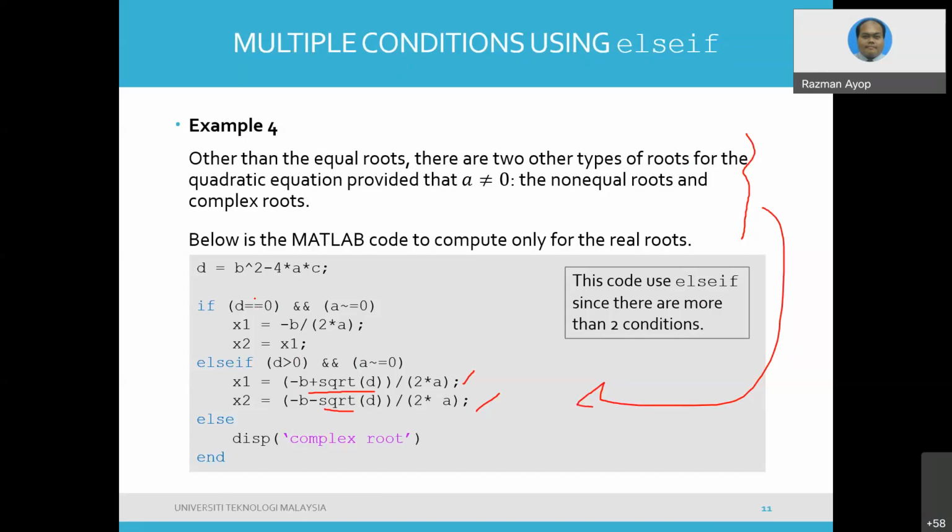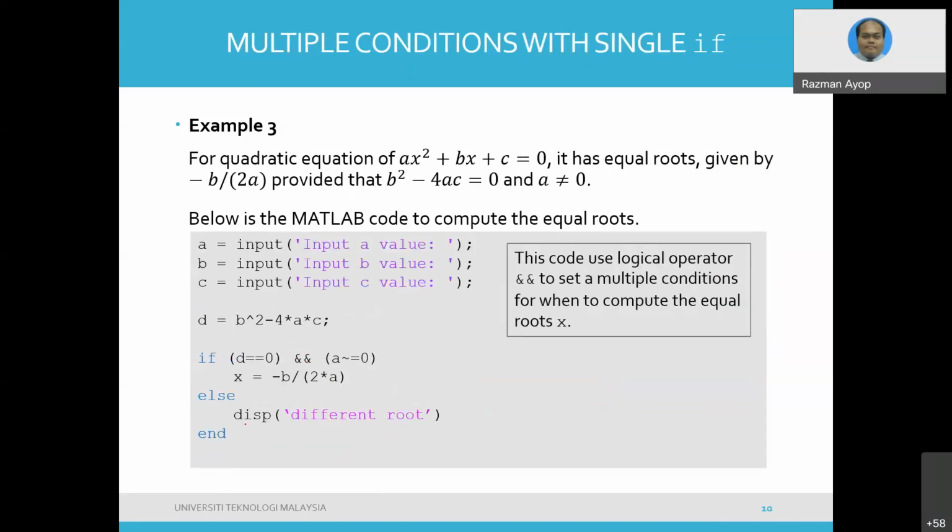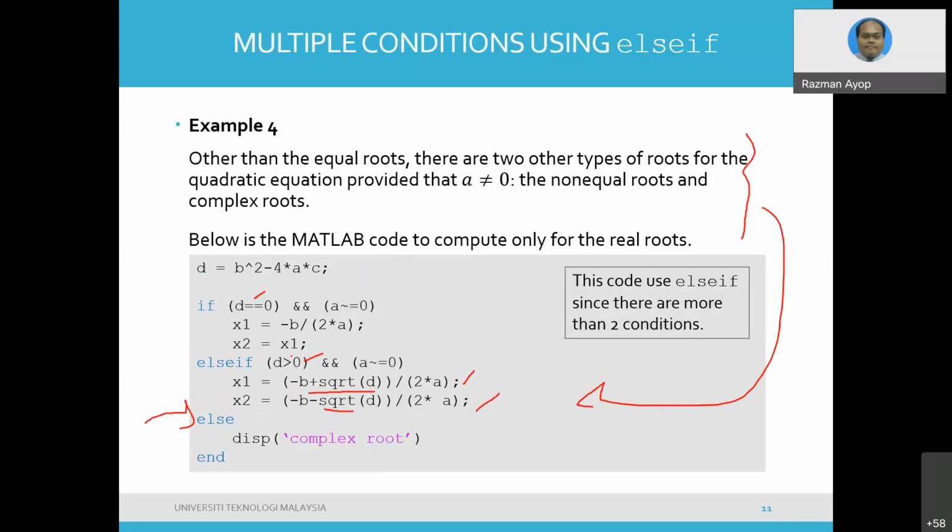So you already have d is equal to 0, d is more than 0, and of course you have else. Else here, last time, was for different roots, meaning a multiple root, but right now for d equal to 0, you already excluded that condition. So the last thing is d less than 0. For d less than 0, you don't need to put else if, you just put else. So this one is the complex root.